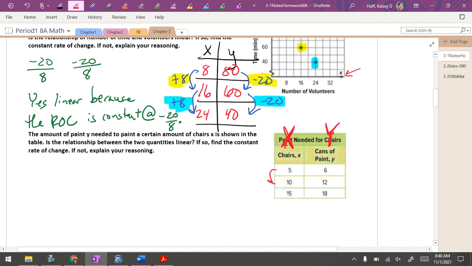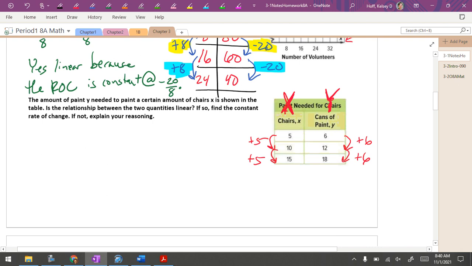What is my change from 5 to 10? And from 10 to 15? 6 to 12? Positive 6. 12 to 18? Positive 6. So what do my fractions look like?